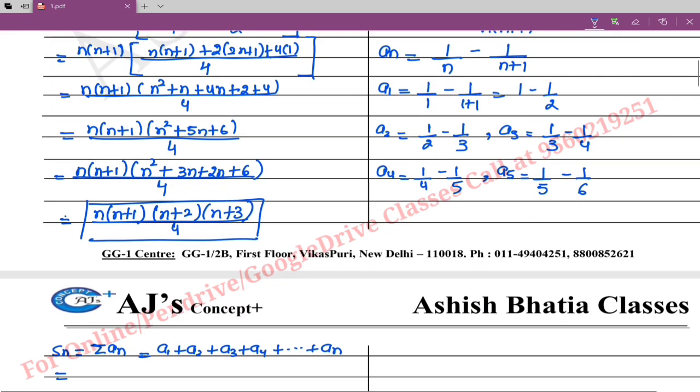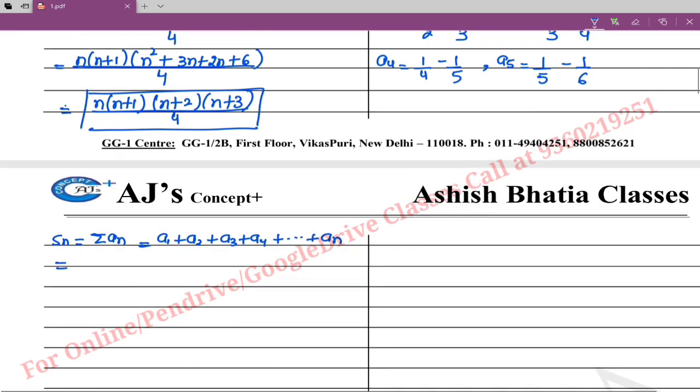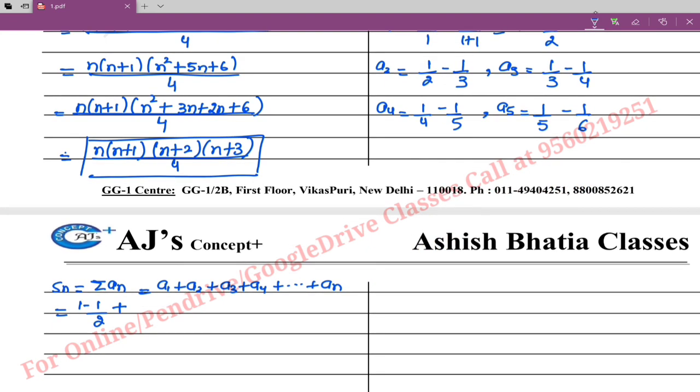Now as discussed above, a1 was 1 minus 1 by 2, so I will put the value of a1 as 1 minus 1 by 2, plus a2 was 1 by 2 minus 1 by 3, so I will substitute the value of a2. Similarly a3, similarly a4, similarly a5, and so on till an. An was 1 by n minus 1 by n plus 1.